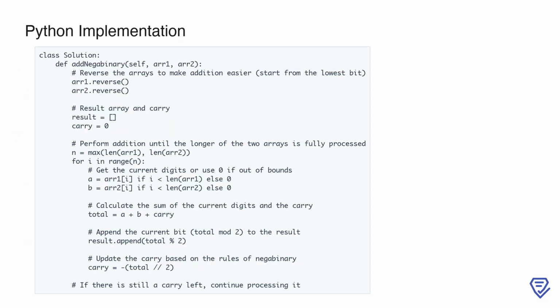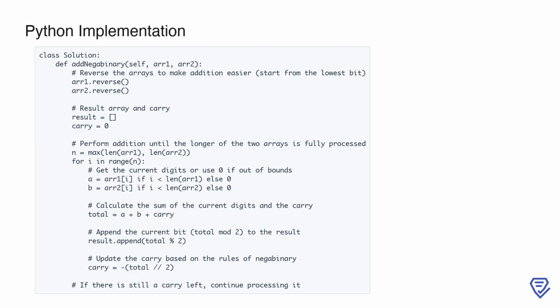To solve the problem of adding two numbers in the Negabinary numeral system, we start by defining a Python class called Solution and a method named addNegabinary. In order to simplify the addition process, the first step is to reverse both input arrays, arr1 and arr2, so that we can work from the least significant bit to the most significant bit. Next, we initialize an empty list called result, which will store the digits of our final answer, and a variable carry, which will track any overflow during the addition.